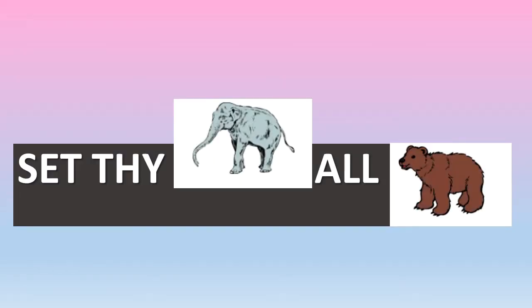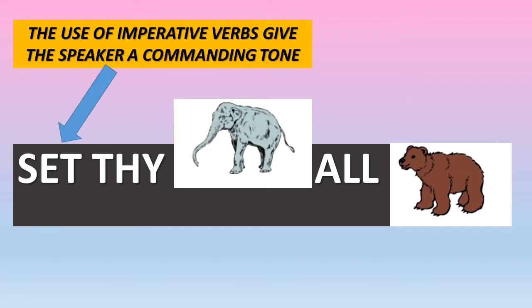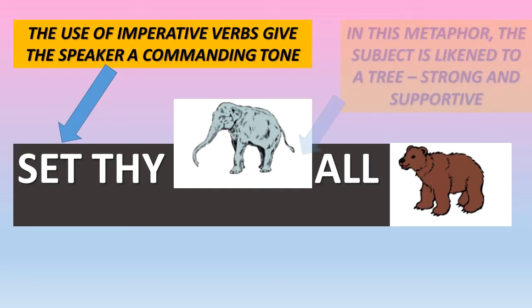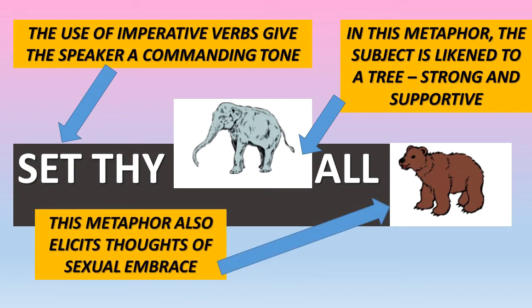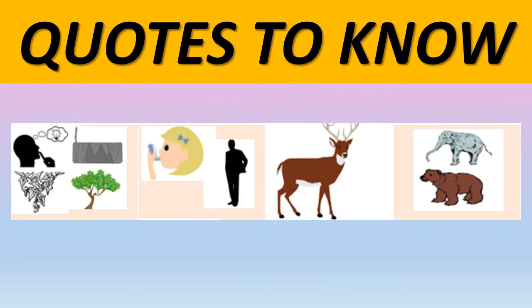And lastly, I'd be using this one: "set thy trunk all bare." The use of imperative verbs, again, gives the speaker a commanding tone. We've also got the subject being likened to a tree, strong and supportive to her. And if you want to take a risk, you can also say that this metaphor elicits thoughts of sexual embrace. And those are my 4 quotes to know.